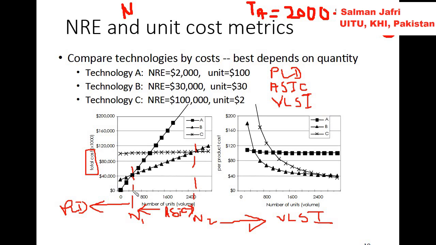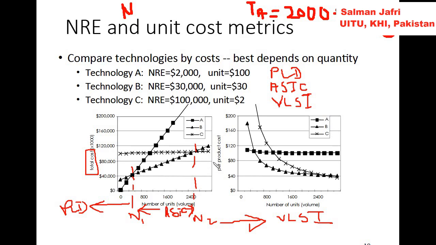So what about the points between N1 and N2? What if our number of units is greater than N1 but less than or equal to N2, which means this region? So which technology should be preferred? Technology B, because in this region the total cost of technology B is less than the cost of technology A and technology C. So technology B would be selected at this point.